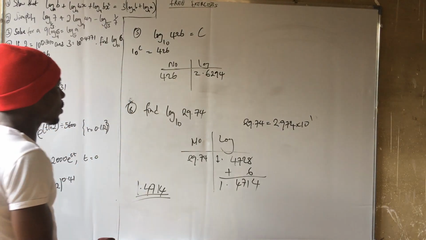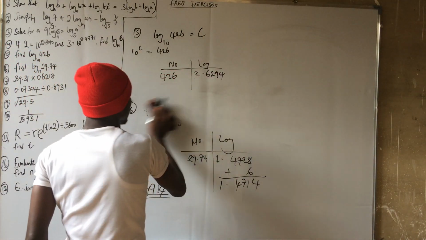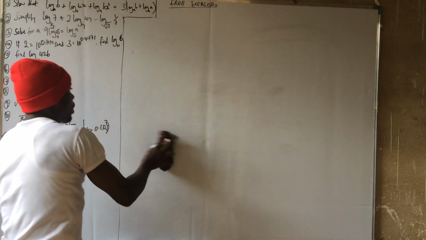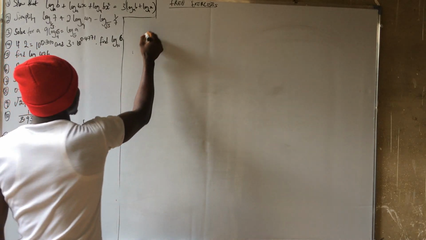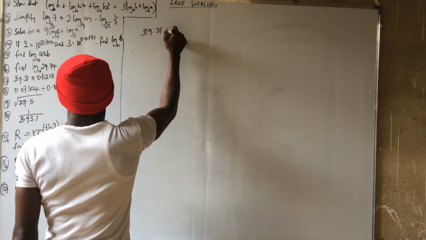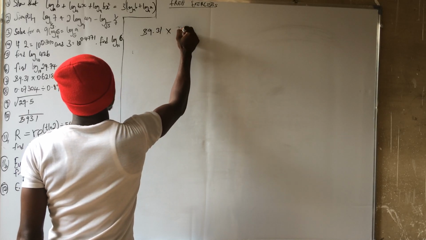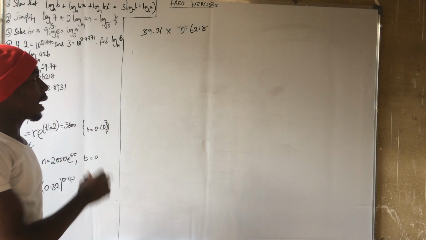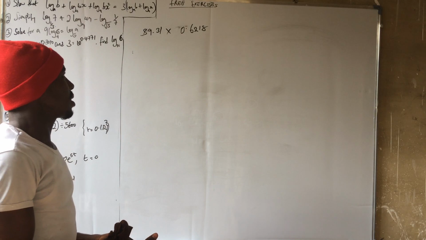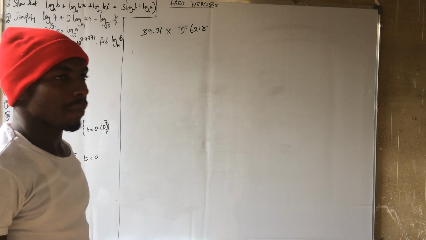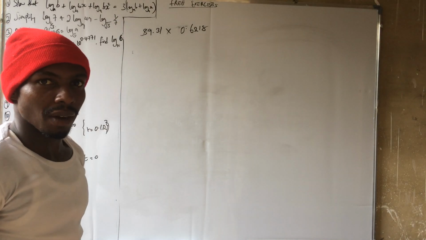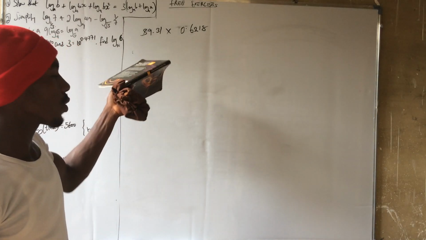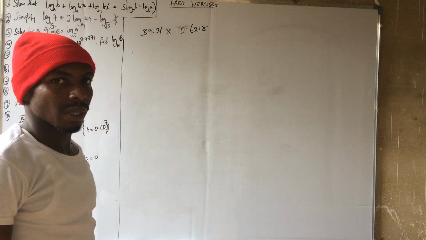So let's go back to number 7. Number 7 says 89.31 times 0.6218. So now we should look for this. If you carry out your multiplication, this is very easy. Anywhere you see this, you can just carry out the straight multiplication. But if they tell us to express this using logarithms, there are ways we can do it.